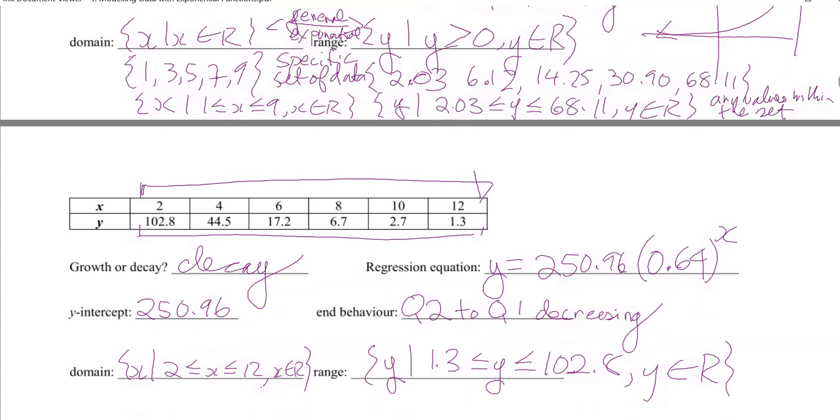0.64, what does that mean? How much is it going down by each time? 36%.